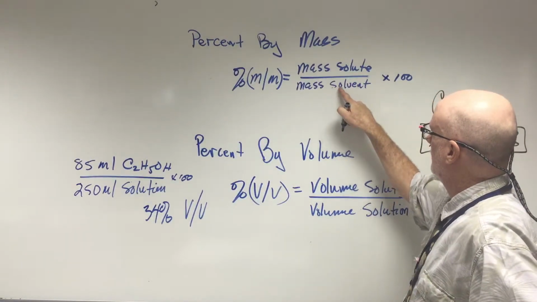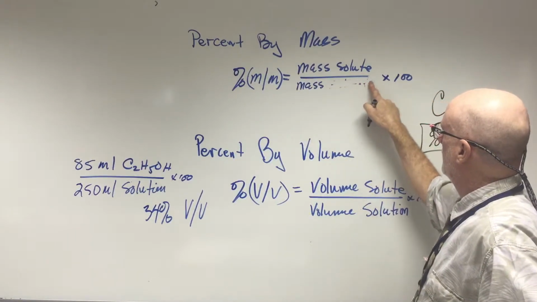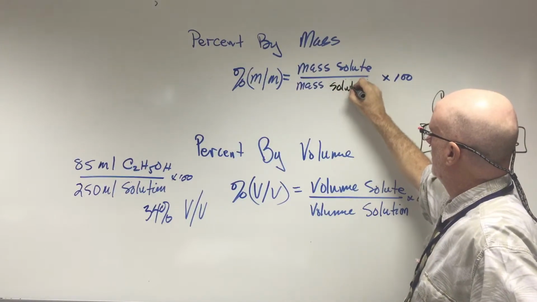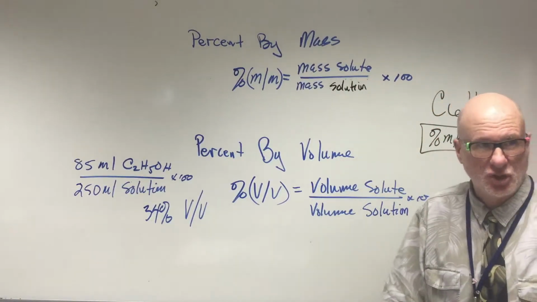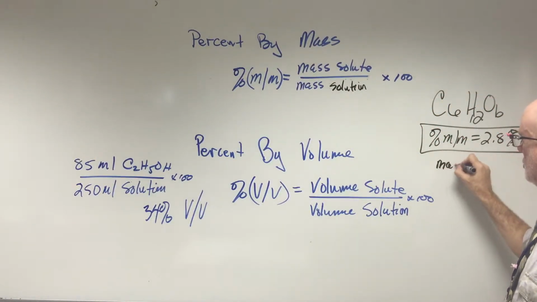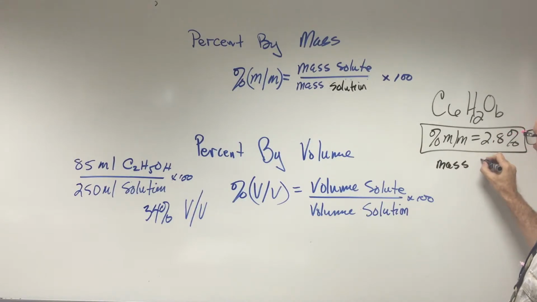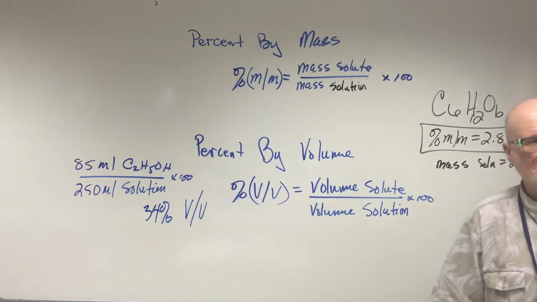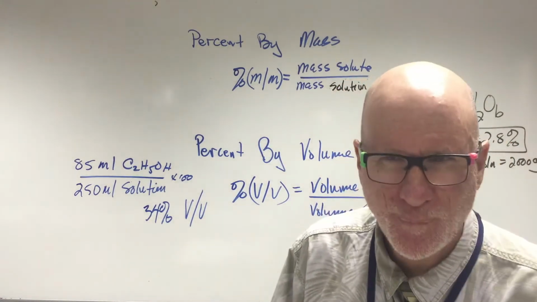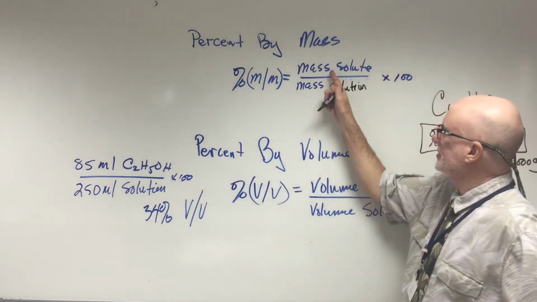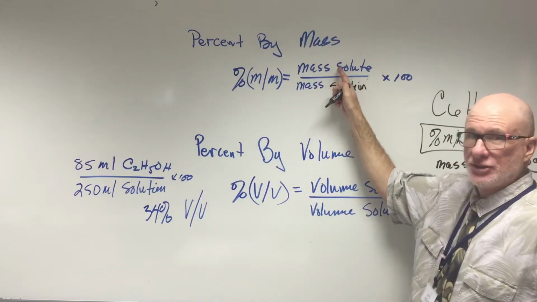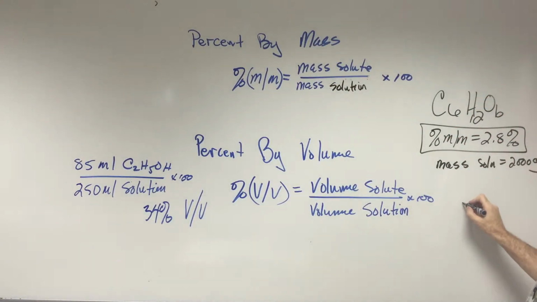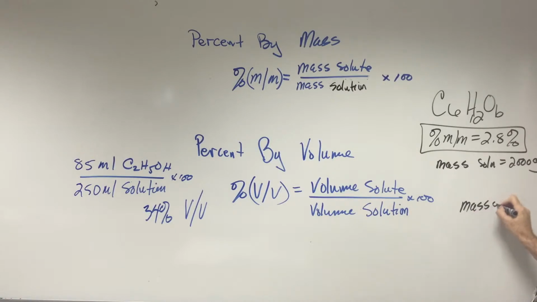So what's this? Is this right? No. That's the mass of solution, and we know the mass of solution is 2,000 grams. So what are we looking for? The mass of solute. So we're looking for this, correct? Yes, sir. Okay, good. So we want to know the mass of solute.